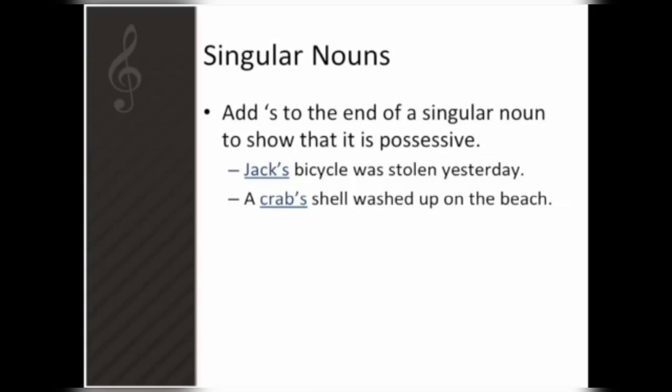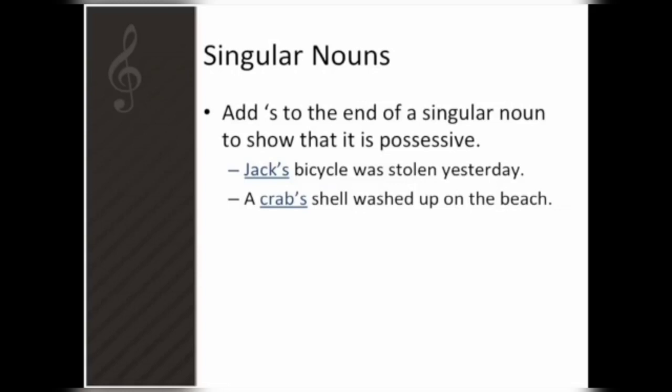Jack's bicycle was stolen yesterday. A crab's shell washed up on the beach. Now here, as you can see, we have added 's to show the ownership. For example, sentence number 1. Jack's bicycle. Now whose bicycle is this? Jack's. Who is the owner of the bicycle? That is Jack. So to show the ownership of any object, we have added apostrophe s.